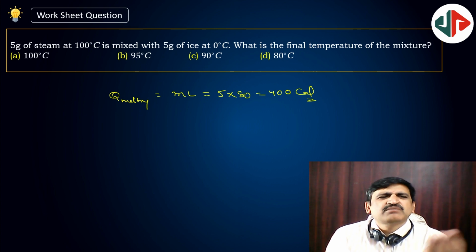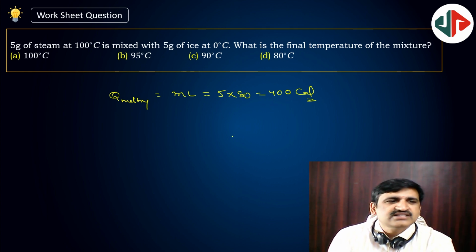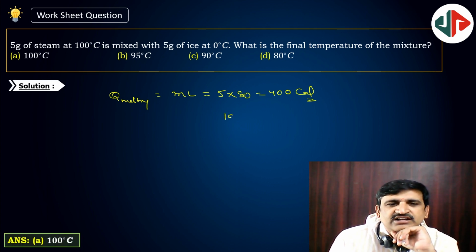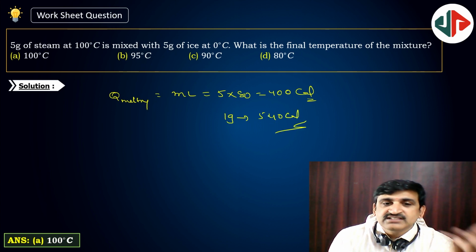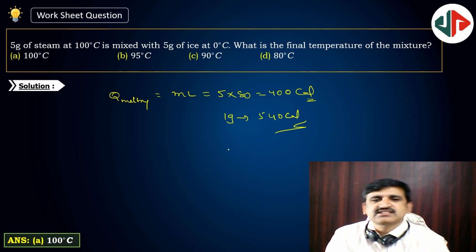Even 1 gram of steam on condensation gives 540. So obviously the final temperature will be 100 degrees Celsius only, because 1 gram itself will give you 540 calories. So this is still lesser, so obviously the entire ice, whatever is molten, will come to 100 degrees Celsius.